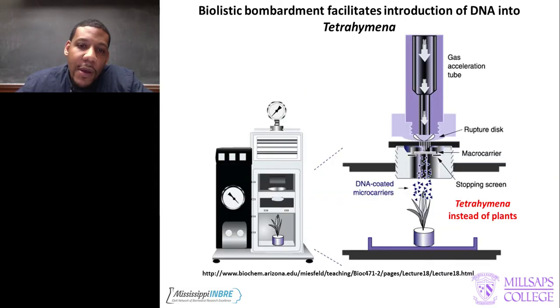Okay. So how do we get this in the cell? Well, we use a biolistic bombardment. And essentially what this means is we take DNA that we linearize, okay? We coat gold particles with that DNA. And then we can use this gene gun to basically shoot these gold-coated DNA particles into Tetrahymena, okay?